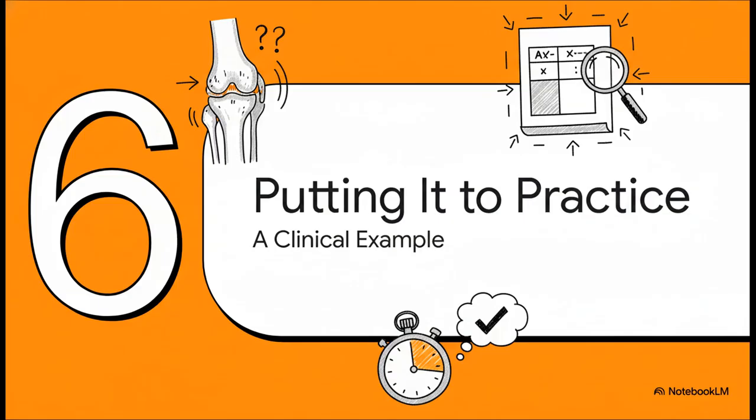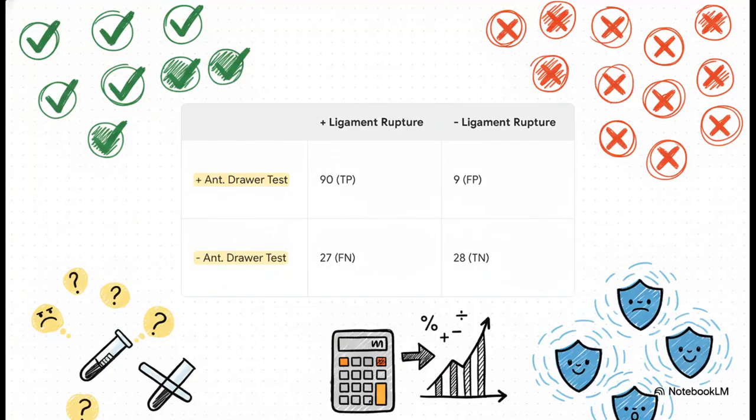Okay, that's a lot of theory. It's great, but let's make it real. We're going to take everything we just talked about and apply it to a quick clinical example, using the anterior drawer test to see if someone has a ligament rupture. Here's our 2x2 table from a study that was done. We can see we have 90 true positives, 9 false positives, 27 false negatives, and 28 true negatives. Okay, got the numbers, now let's run them.